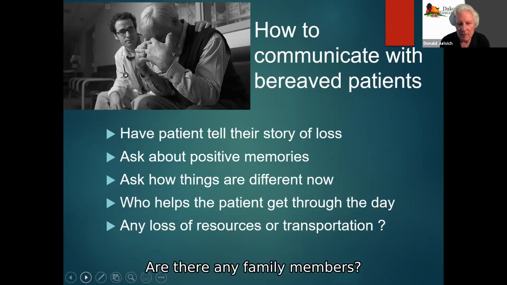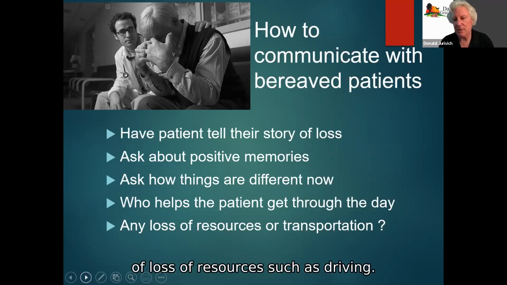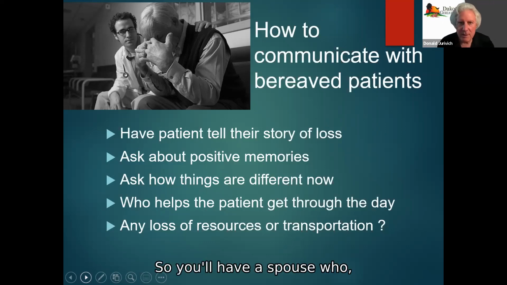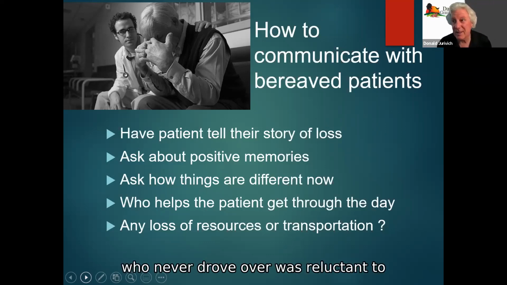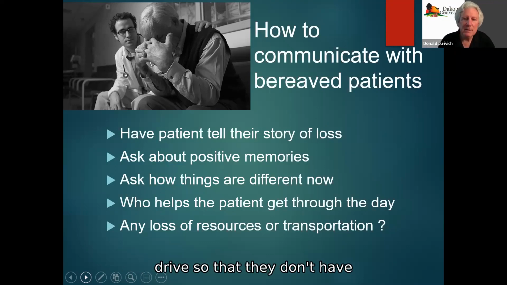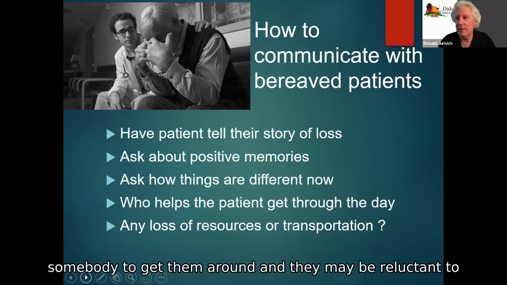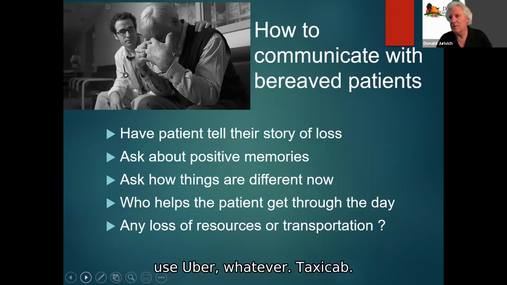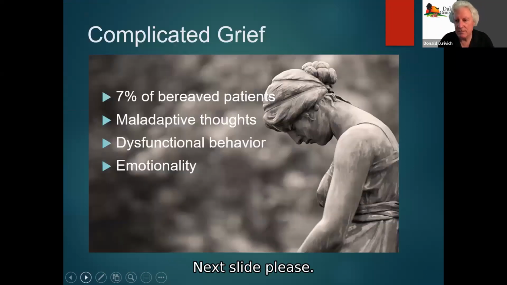Are there any family members? And if there are family members around, are they actually helping? I've had a few patients where the family members are around and they've actually been, I don't want to say a nuisance, but more of a nuisance than an assistance. And then lastly, that point of loss of resources such as driving. You'll have a spouse who never drove or was reluctant to drive, and so they don't have somebody to get them around and they may be reluctant to use Uber or whatever, or a taxi cab. Okay, next slide, please.